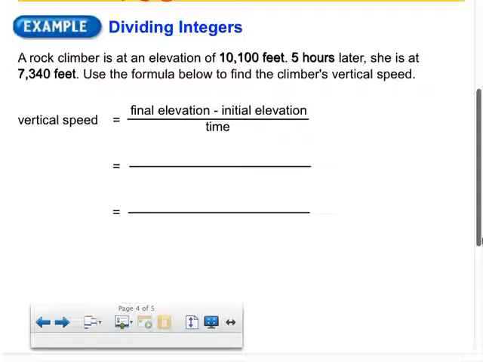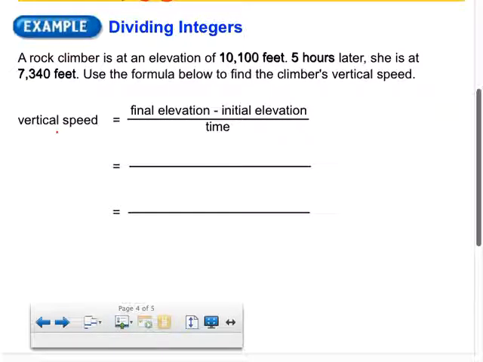Okay, so here's our formula. Vertical speed is equal to the difference of final elevation and initial elevation, divided by time. In my word problem here, I need to identify what value is the final elevation and what value is the initial elevation. So final is where she ends up. Initial, to initiate means what? If I initiate a conversation with somebody, what's that mean? I started a conversation. So the initial elevation is where did she start?